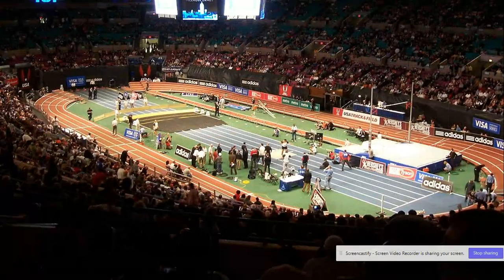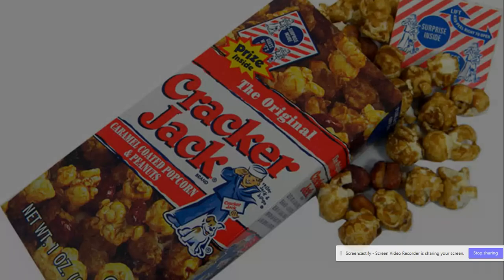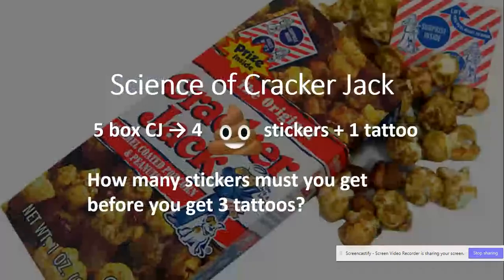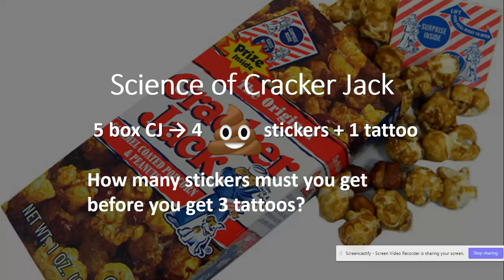So as Clarissa called this, my backstory about Melrose Games and my grandfather's awful taste in food. The point here was that when you get a box of Cracker Jack, and I gave you all tattoos, it would take about 5 boxes of Cracker Jack before you got one tattoo. So you get 4 crappy stickers and one tattoo every 5 boxes. And I asked you how many boxes did you have to get 3 tattoos? And how many stickers did you get for 3 tattoos?